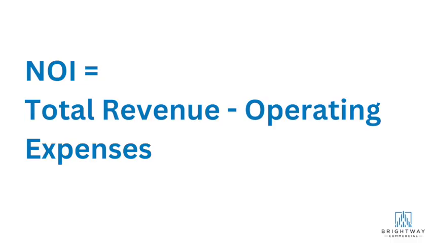Simple enough, right? The formula is NOI equals the total revenue minus the operating expenses. So here's how you calculate it. Take your total revenue from the property. This could be rent from tenants, parking fees, or even those laundry machine quarters, and subtract all of your operating expenses. Boom, you've got your NOI. Let's say your property brings in $100,000 in revenue annually, and your operating expenses total $30,000 annually. Your NOI would be, drumroll please, $70,000.